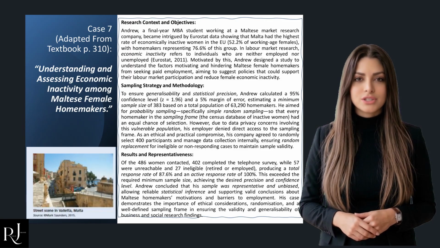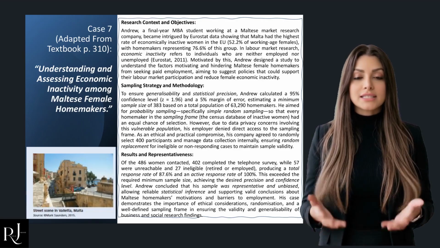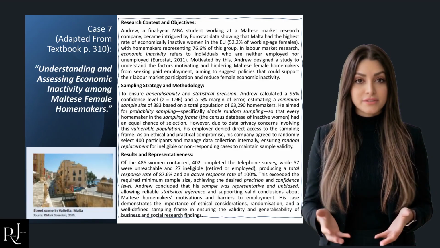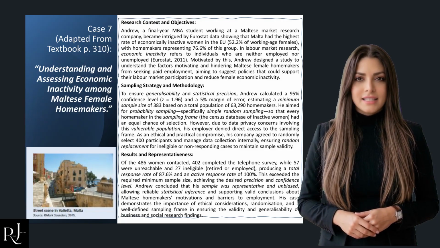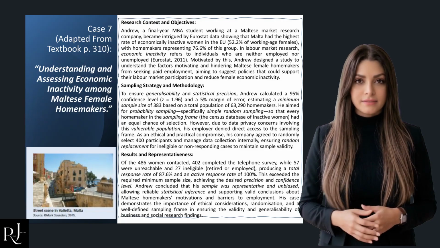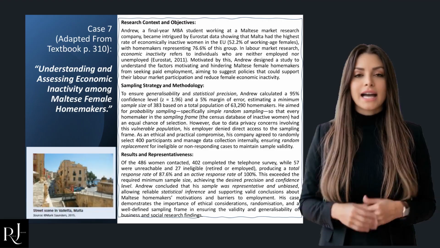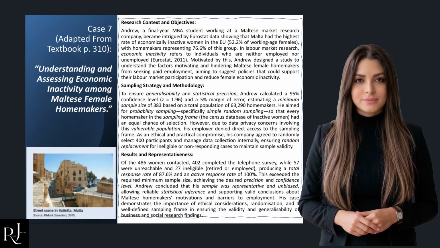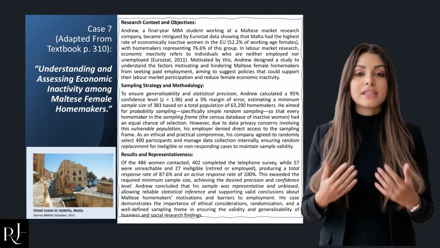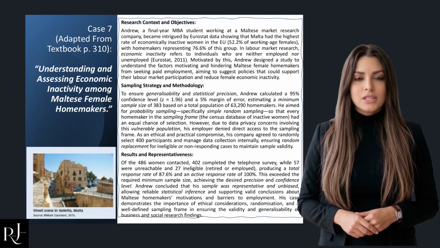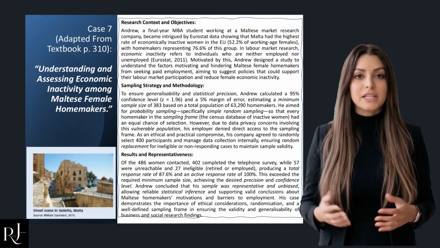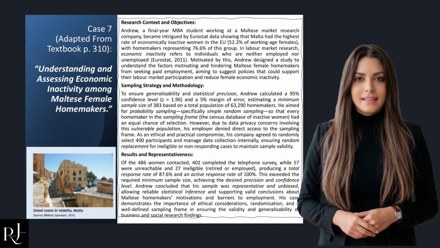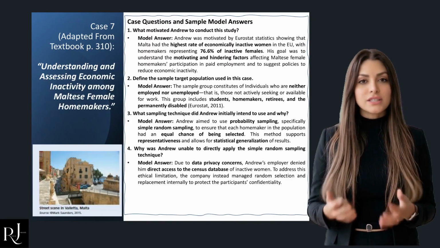He initially planned for simple random sampling but faced a significant hurdle: data privacy. He could not access the census database directly. Instead, his company acted as an intermediary, randomly selecting 400 participants to manage the process ethically while protecting participant confidentiality and maintaining the study's validity. Let us look at the case questions.